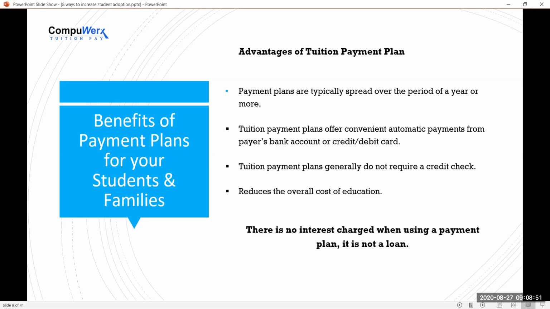Payment plans offer the convenience of auto payments from the student's bank account or credit card account. Tuition payment plans generally do not require a credit check, and they reduce the overall cost of education for your students. One thing you want to remember: a payment plan has no interest charge, and this is not a loan.